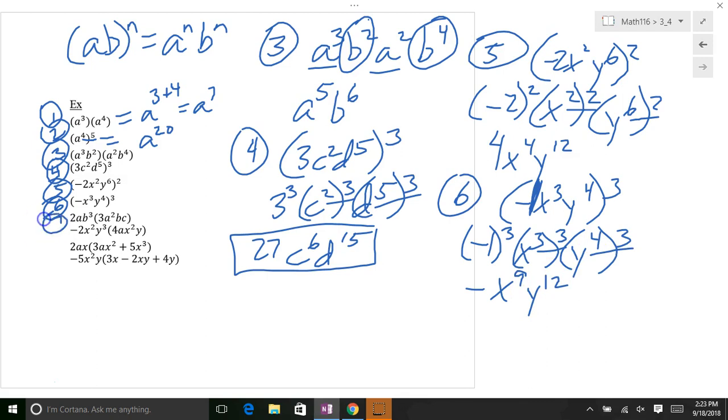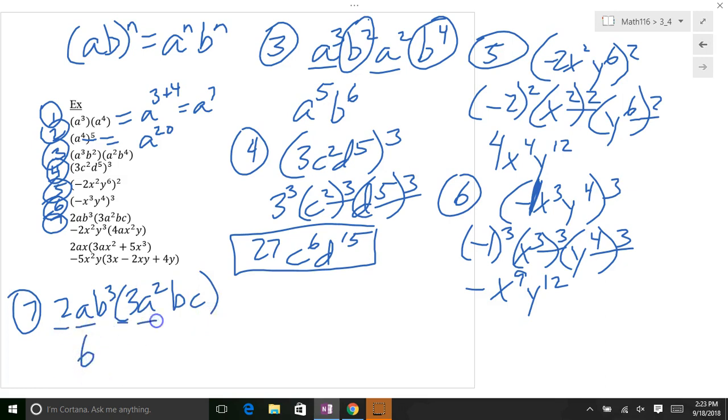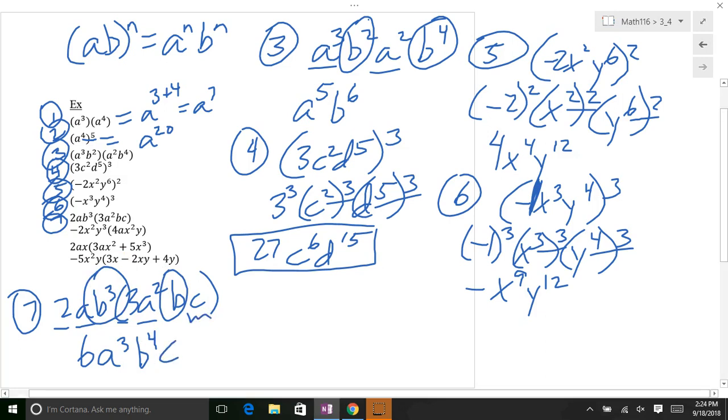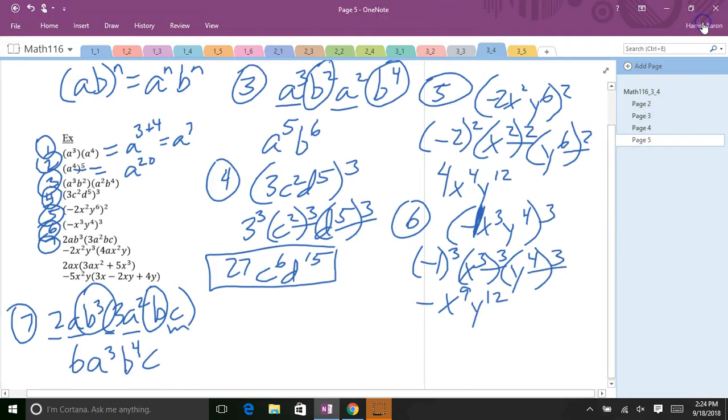Okay, number 7 there. You got 2ab to the 3rd, this is number 7, times 3a squared bc. 2 times 3, we got 6. A times a squared, 3 of those a's. B cubed times b, there's 4 of those b's. And finally, we got the c on the end. I'm running out of room here.